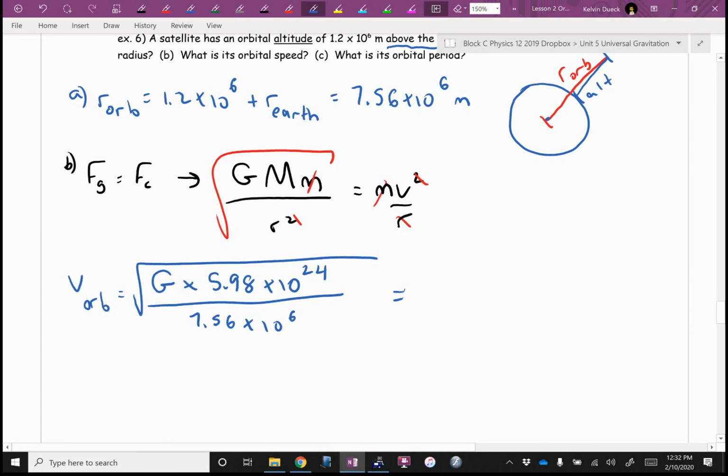I know orbital speeds are in the thousands. I know that if I'm orbiting right by the Earth, I think we calculated that last day with the football. I think it was something like 7,900. So this will be a little less than that, because the further away you go, the slower you need to be traveling to orbit. So you're going to get something in the thousands, and it's going to be less than 7,900. That's about as much as I can give you for accuracy.